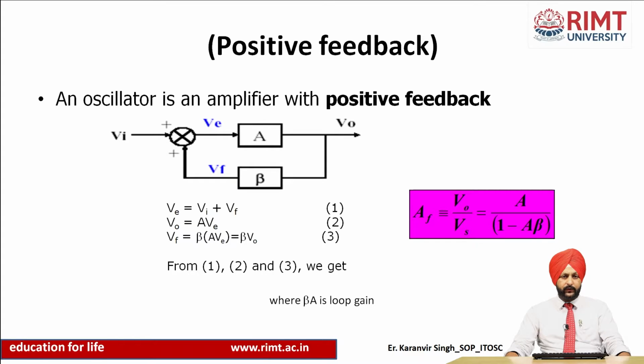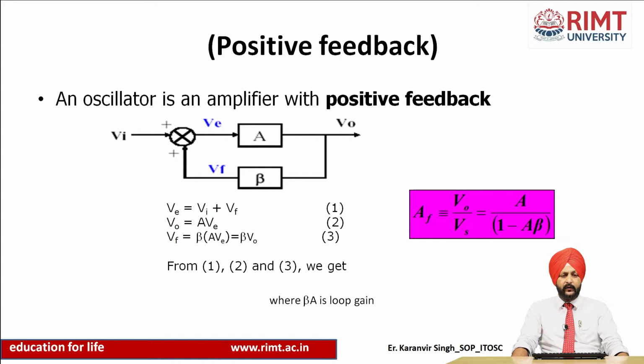There are two types of feedback: positive feedback and negative feedback. In positive feedback, the proportion of the output voltage fed back is in phase with the input voltage, and the feedback voltage is summed with the input voltage. In negative feedback, the fraction of the output voltage is not in phase with the input voltage, and the feedback voltage is subtracted from the input voltage.